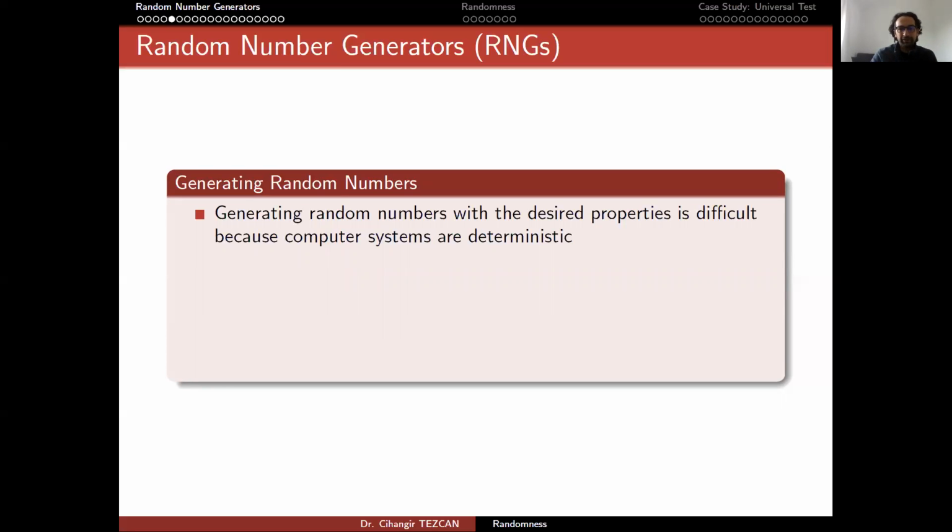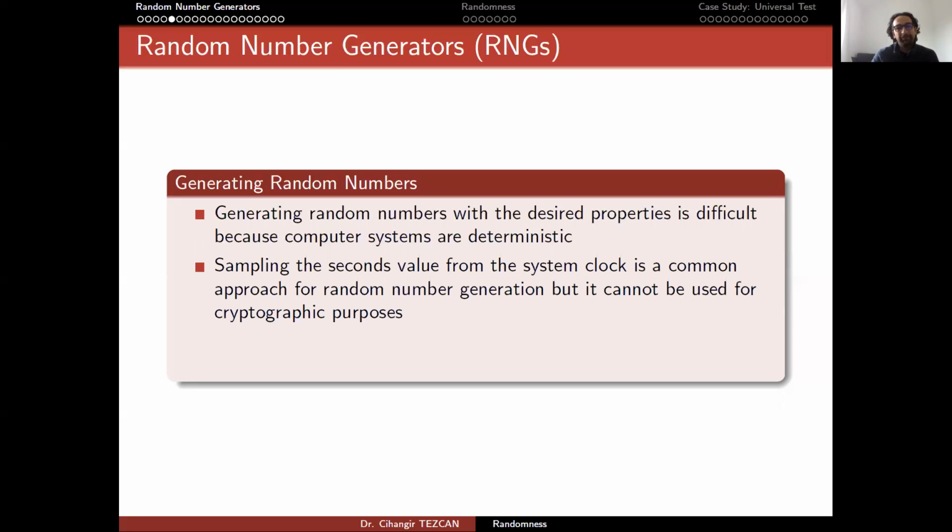So let's talk about generating random numbers. Generating random numbers with the desired properties is difficult because computer systems are deterministic. That is one of the problems. A computer is a deterministic system. So asking a computer to generate a random number is like asking an artificial intelligence what their favorite number is, because they have to guess somehow. A computer is not like a human, they cannot work in an indeterministic way, let's say.